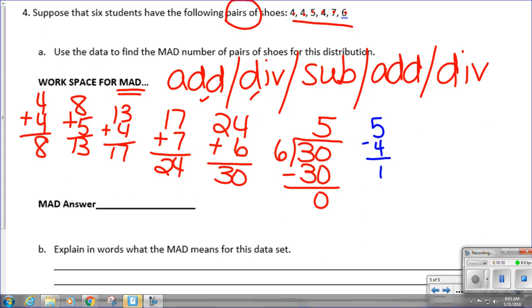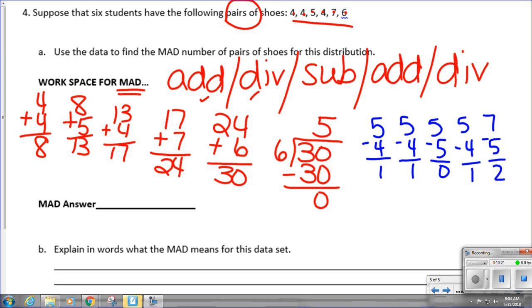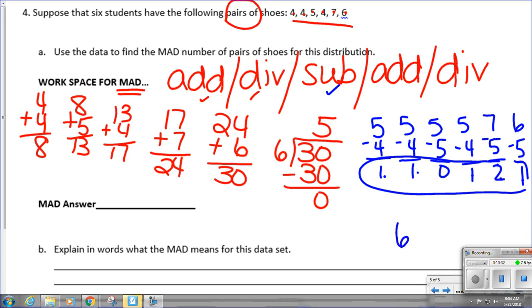5 minus 4 is 1. 5 minus 4 is 1. 5 minus 5 is 0. 5 minus 4 is 1. 7 minus 5 is 2. And 6 minus 5 is 1. I'm done subtracting. I add these up. 1, 2, 3, 4, 5, 6. 6 divided by the same number that's here, 6, is 1. So the MAD answer is 1.